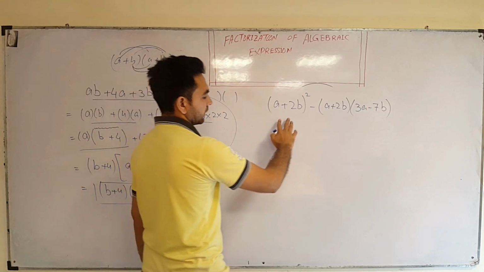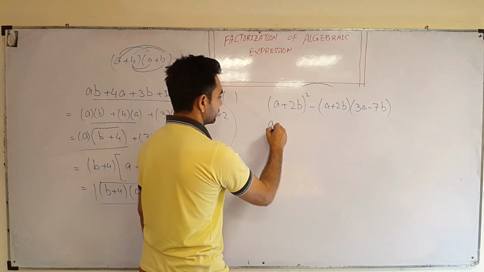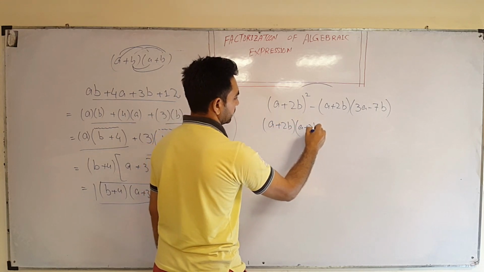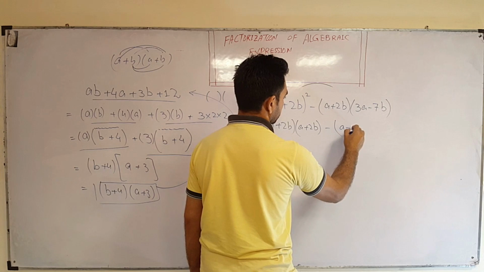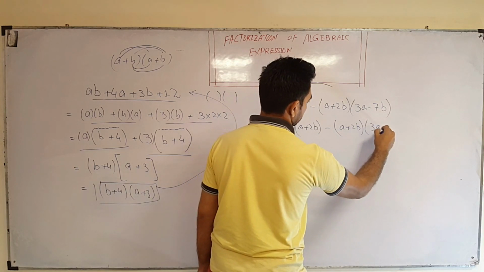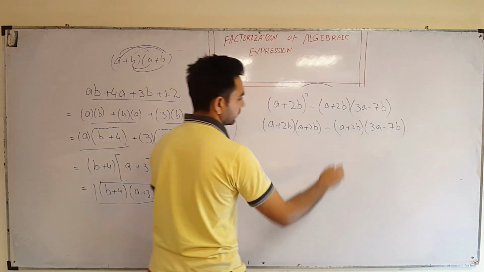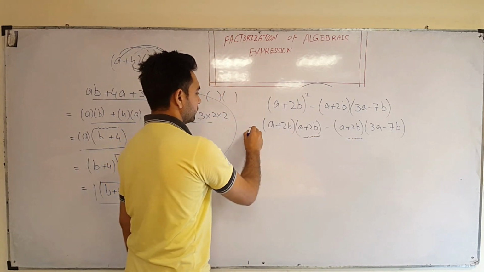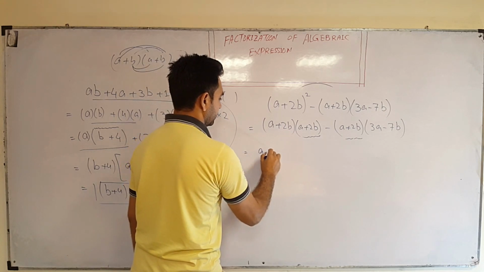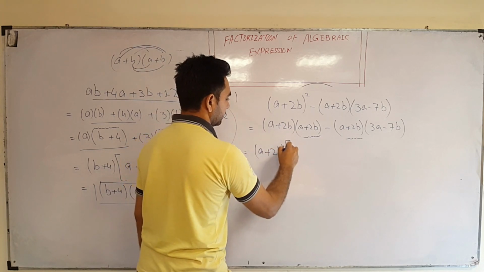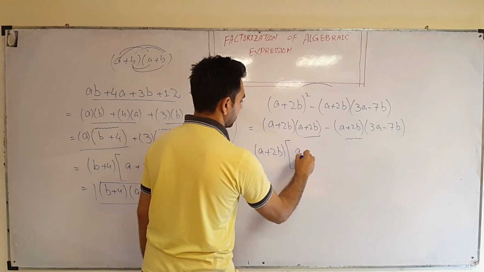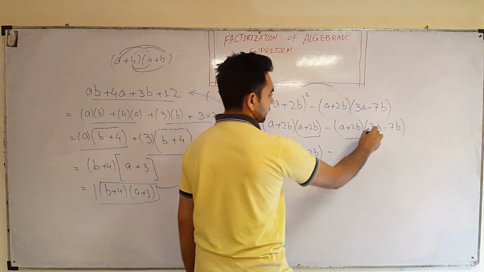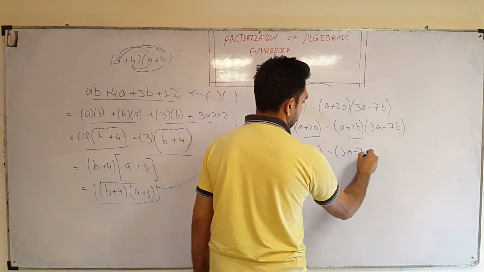Now you can again factorize it. It's very simple. So we can write this down into a plus 2b and then minus a plus 2b and 3a minus 7b. We can see that this one and this one, they are the same. So we can take that out as a common term. And here we are left with a plus 2b, a negative sign, and 3a minus 7b.